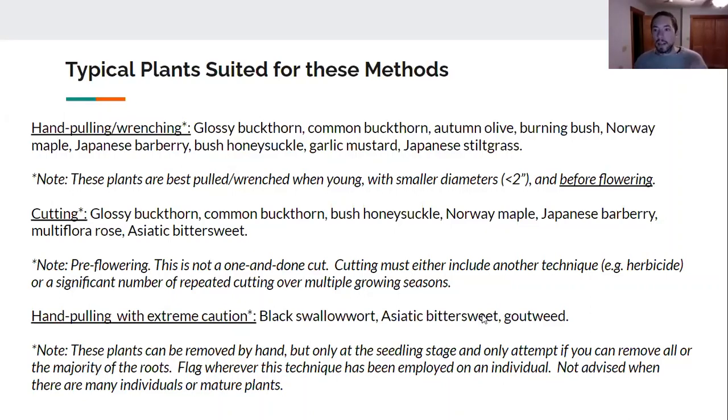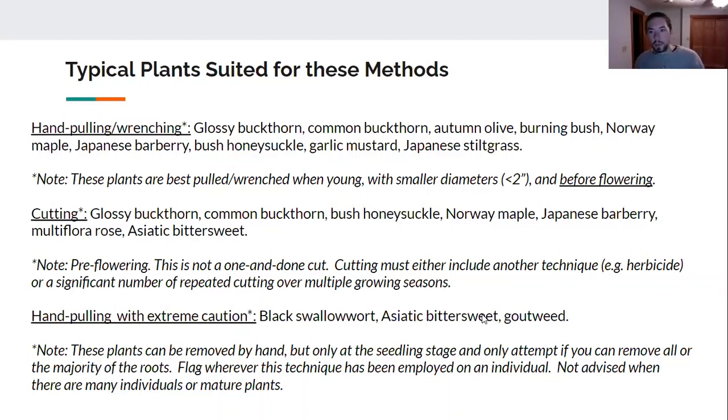Ideally, this cutting technique, so just you're cutting it off at the base, this is happening pre-flowering. And if you are just employing cutting, which you do see sometimes, people will attempt to just purely cut a plant over and over the course of growing season, just know that the timeline for this technique to be effective is quite long and can stretch into many years.